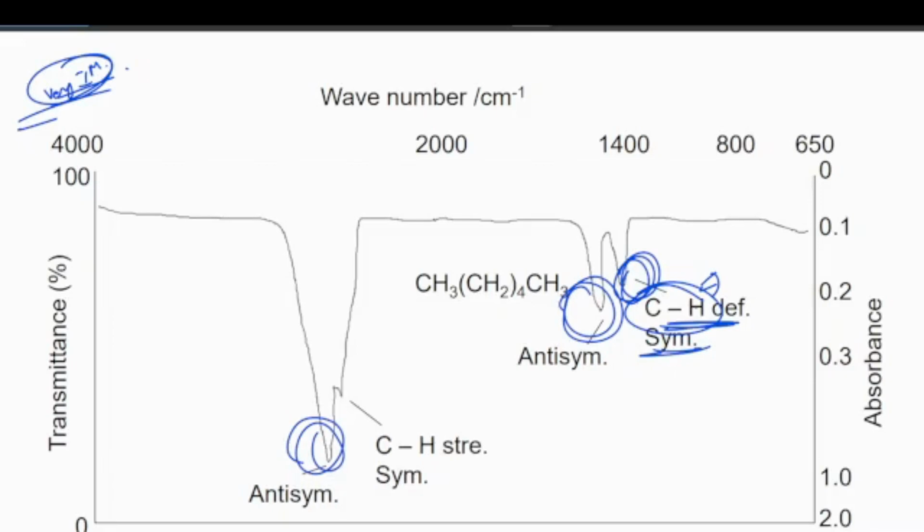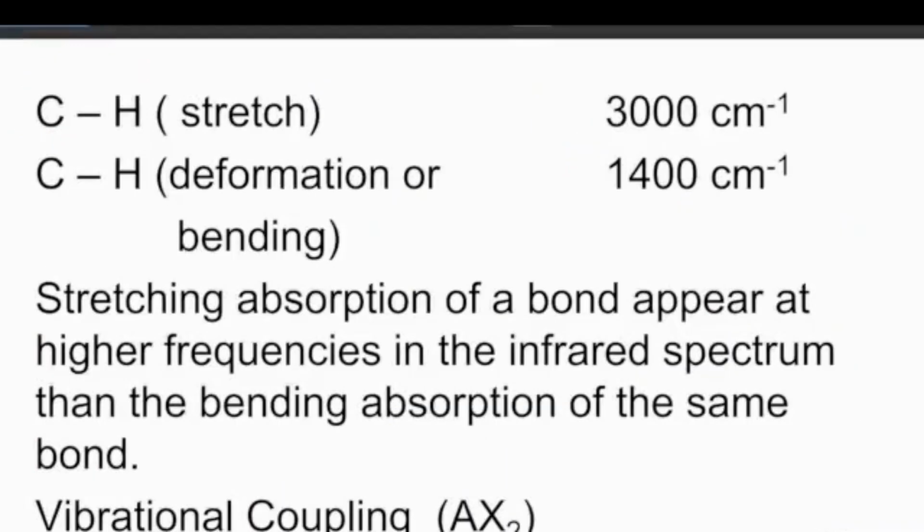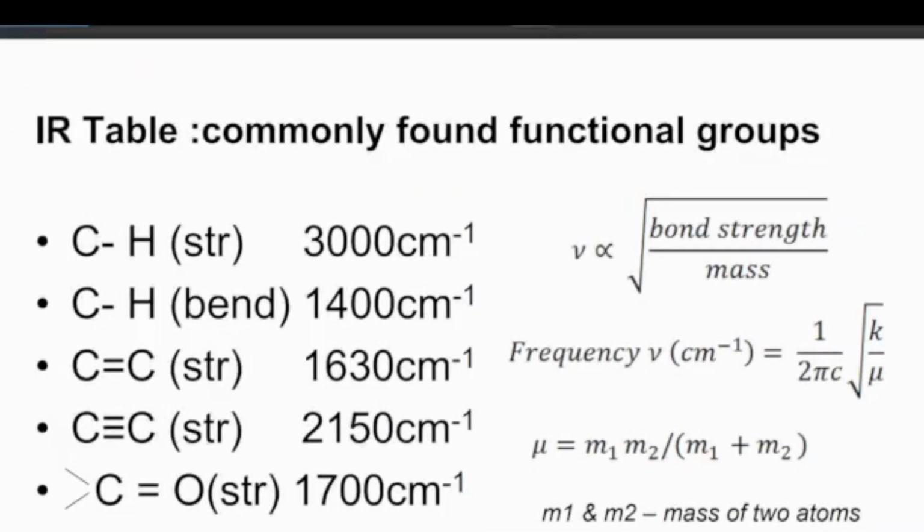The CH bond takes place in and around this region, wave number 1400 to around this region, and this CH symmetrical stretching takes place about this region. So you have to take care of the reference for each material. These all are based on a particular definite range, as I was discussing. So these are the commonly found functional groups.